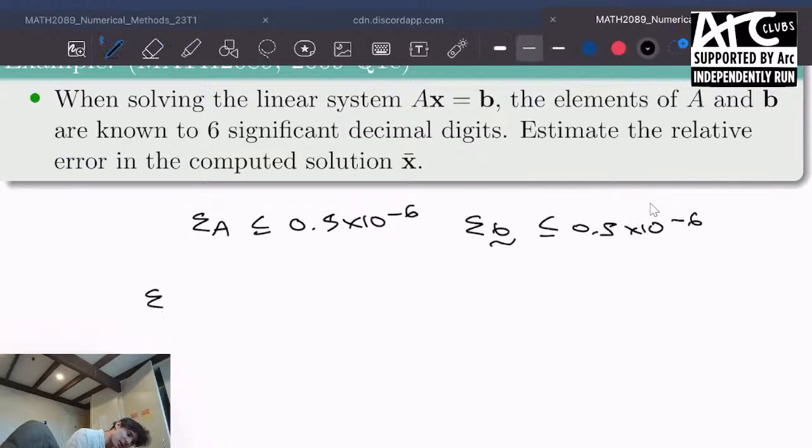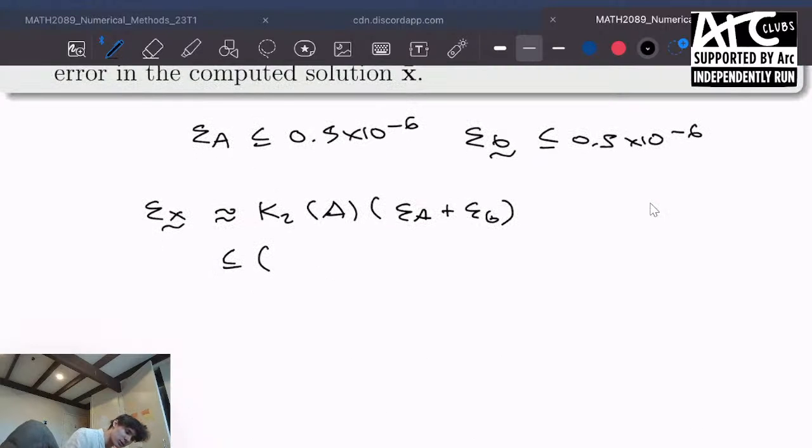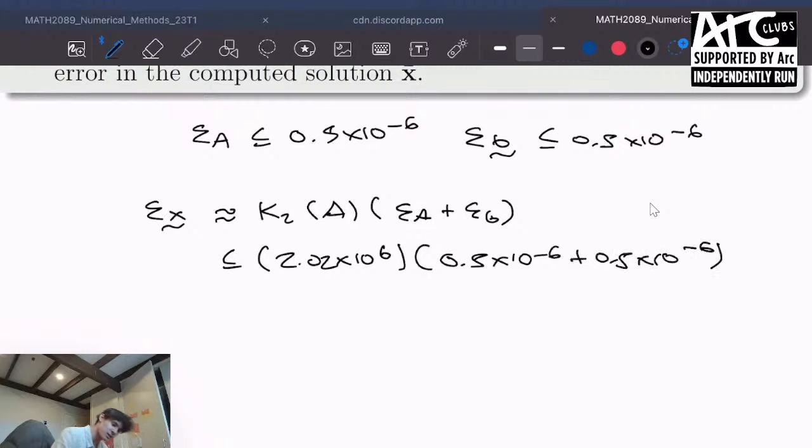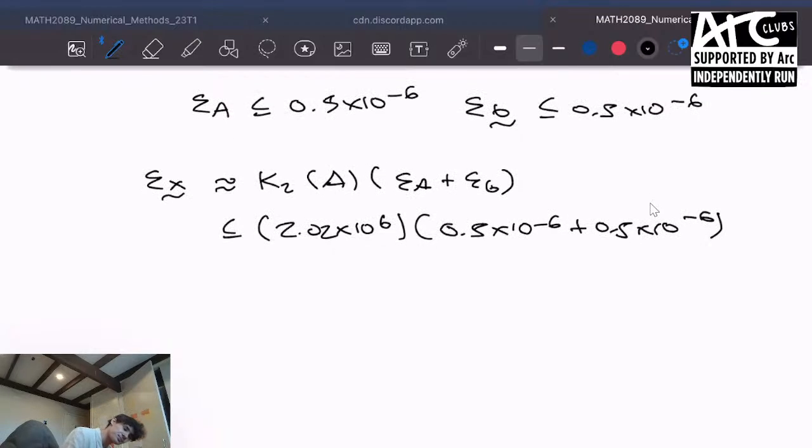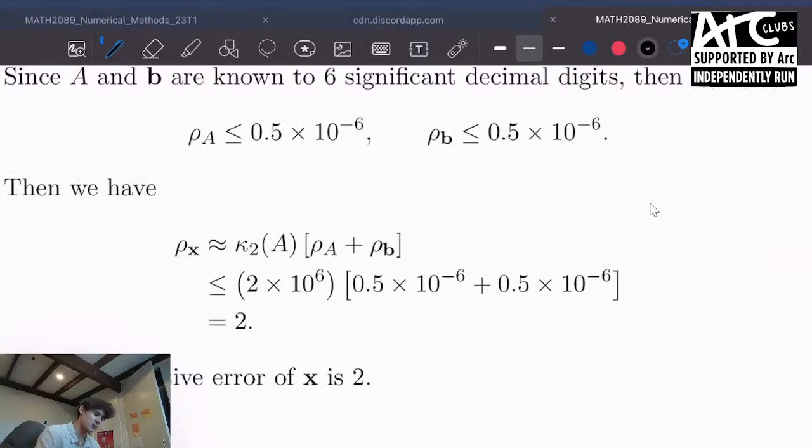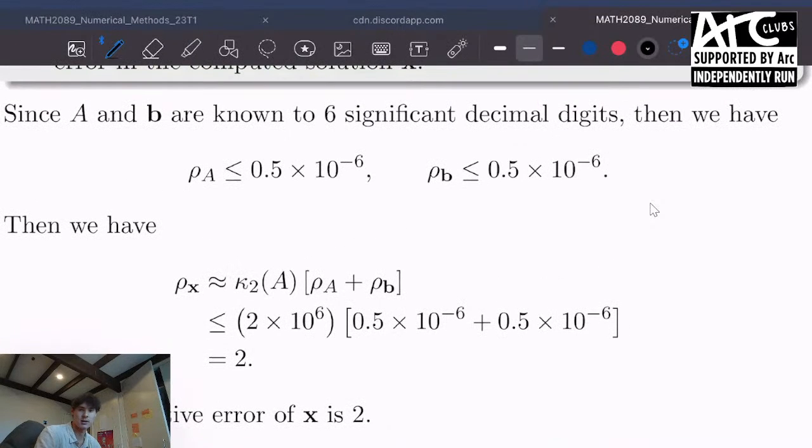So that means that the relative error in X is approximately equal to, remember, the condition number of A times EA plus EB. And we can say that that will be less than or equal to our condition number, which is 2.02 times 10 to the 6 times 0.5 times 10 to the negative 6 plus 0.5 times 10 to the negative 6. And that should give us something like 2. So we can say that the relative error in X is approximately 2.